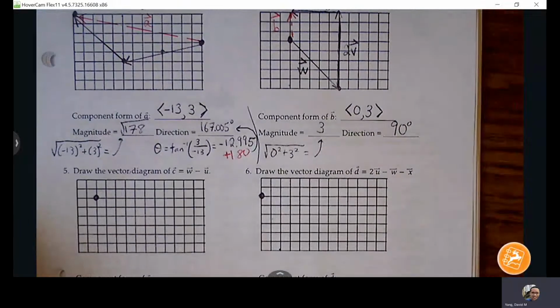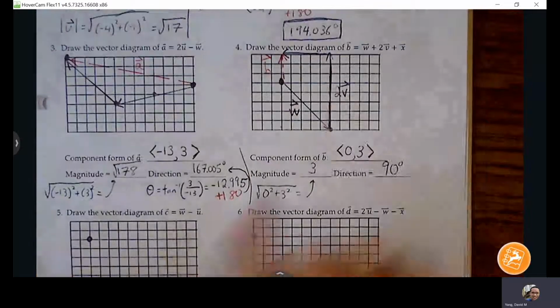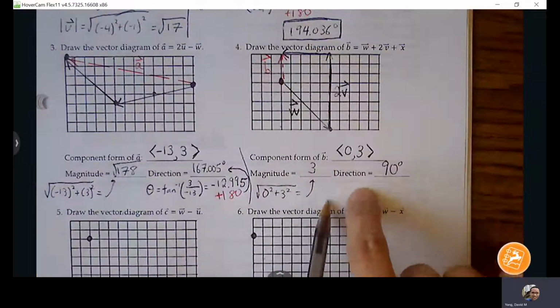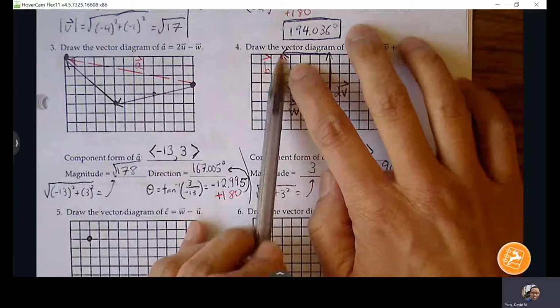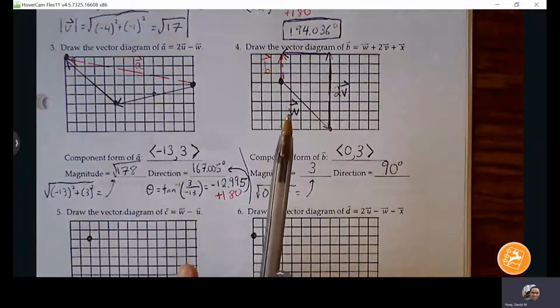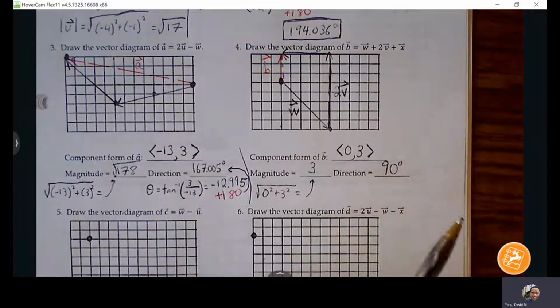How do you find the direction? Usually I would do tangent, but in this case, we look at that vector B is pointing straight up. So it's just pointing at a 90-degree angle. We don't have to do any calculation.